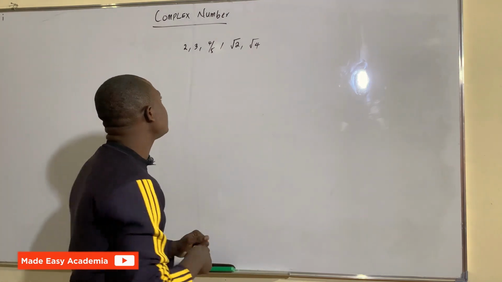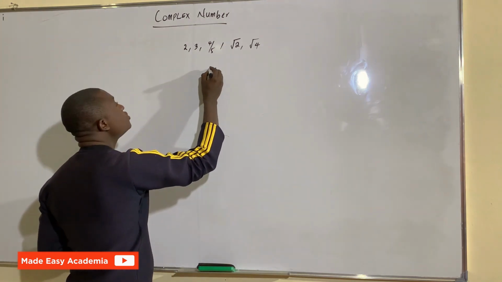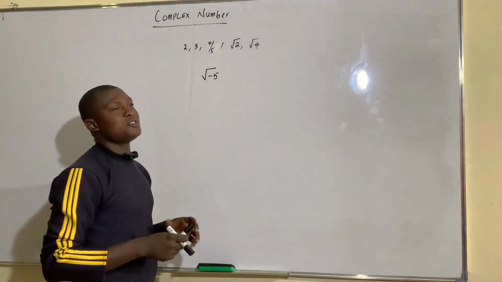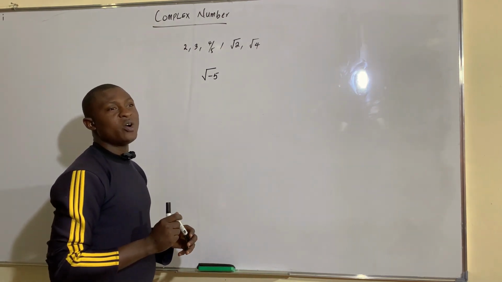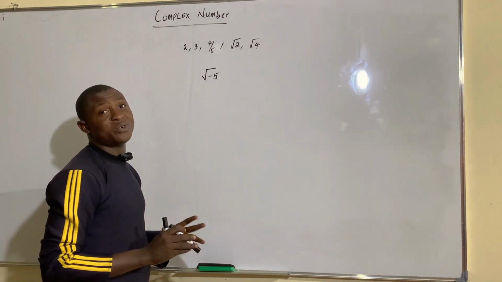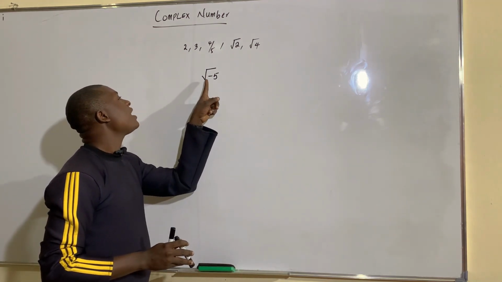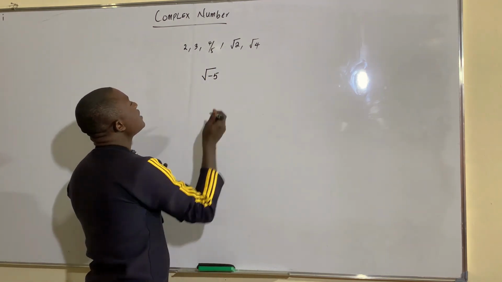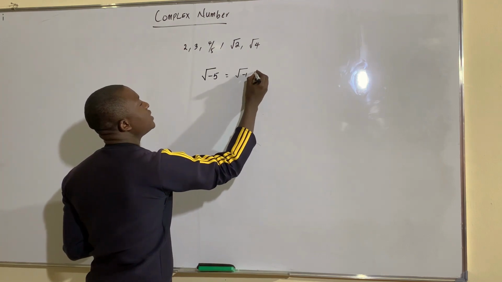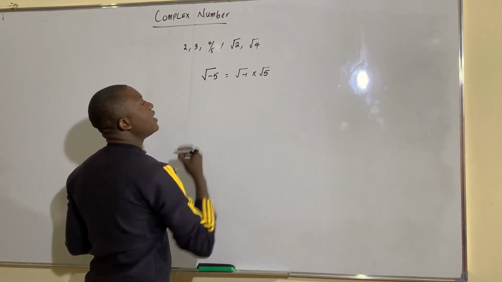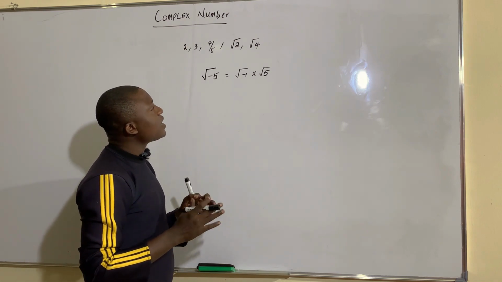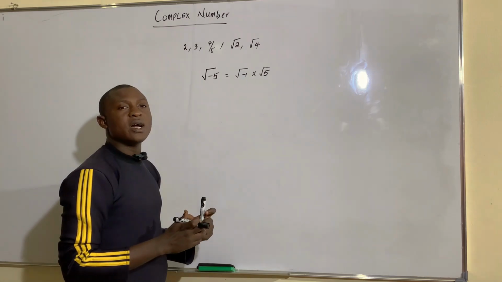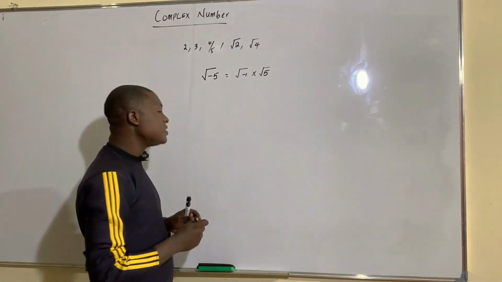What do you mean by imaginary number? For example, if I have root of -5 and you press your calculator, you see that it will show you syntax error or math error. So there's nothing like math error under complex numbers. Meaning, if I have root of -5, this can be split into two. I can rewrite this as square root of -1 multiplied by square root of 5. The only thing is how we split the numbers: the one with negative and the one with positive. So that's what we call complex numbers.